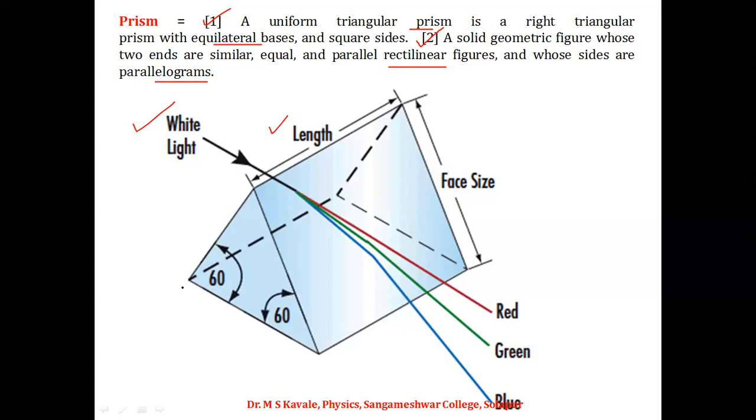Then 60 degree angle is denoted on the triangular side of the prism, and the angle at another side is also 60. So the sum of all the angles is 180 degrees, as we know. This is the basic geometry of the prism. Then the face sides, and due to the property of the prism, we can observe that the white light is getting separated into red, green, and blue color.